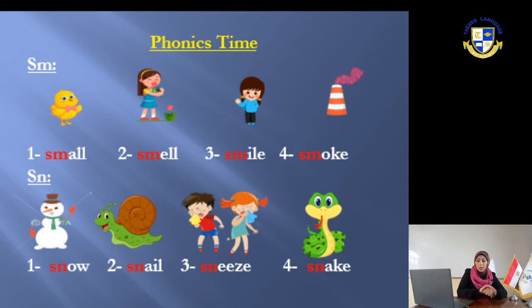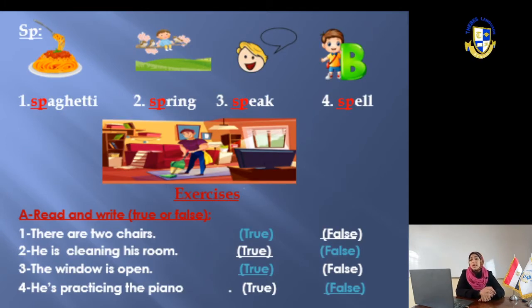The next slide, please. So I have also the S and the P. I pronounce them sp: spaghetti, spring, speak, spell. Again, spaghetti, spring, speak, spell. That's it for the phonetics time.